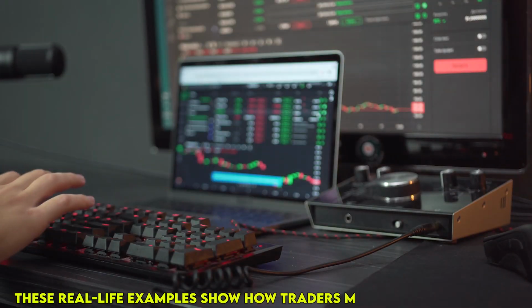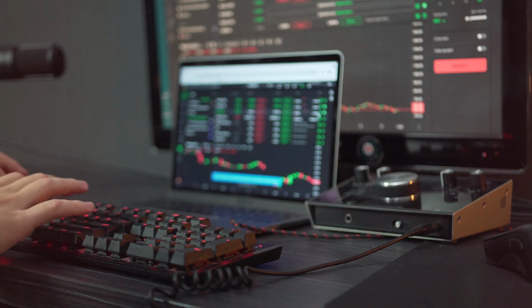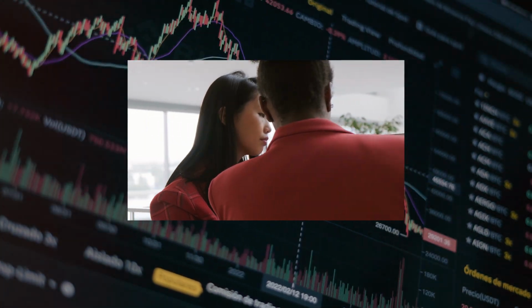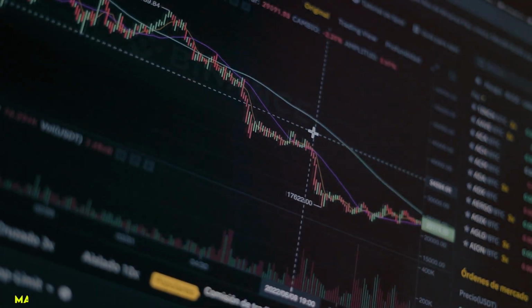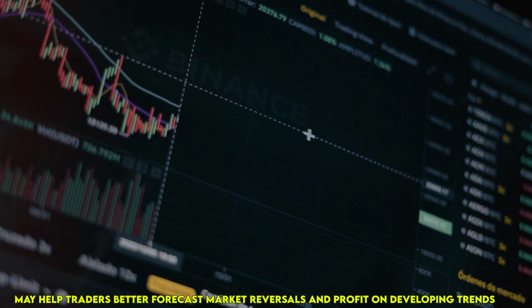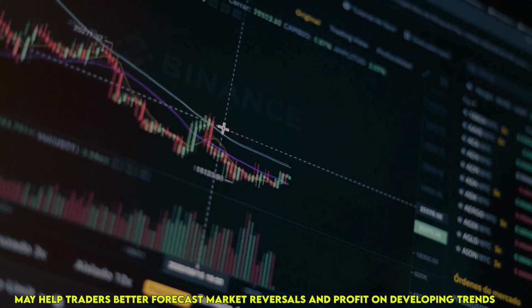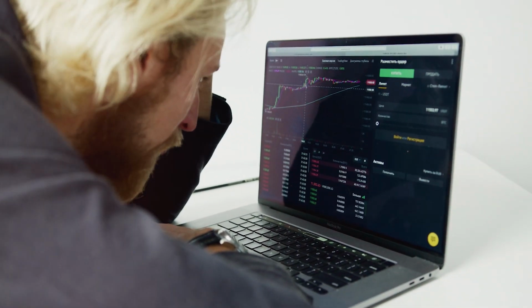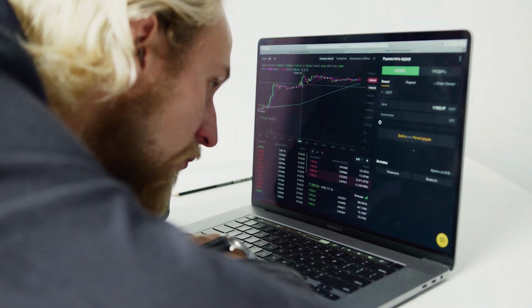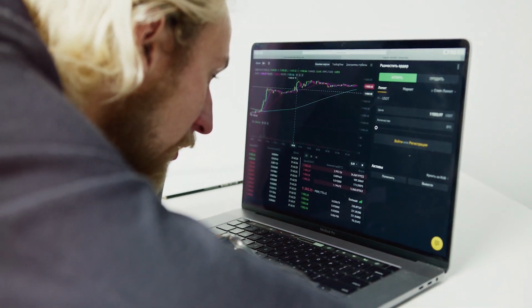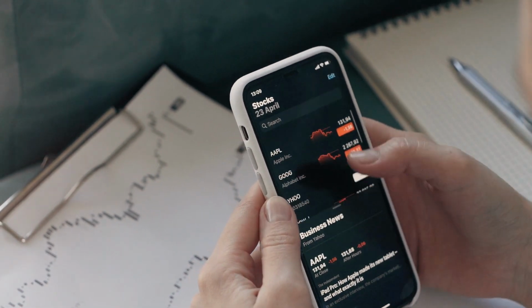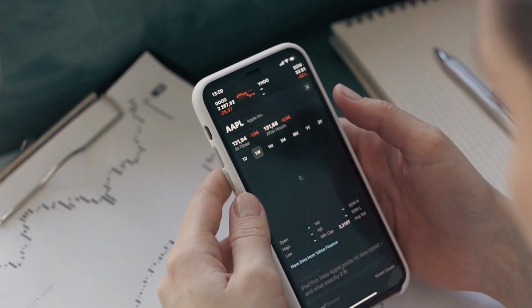These real-life examples show how traders may detect and analyze candlestick patterns in real-world market conditions to make more educated trading decisions. Understanding the essential elements of each pattern and tracking their occurrences on price charts may help traders better forecast market reversals and profit on developing trends. Absolutely. Identifying and interpreting candlestick patterns is an essential ability for any trader attempting to navigate the complexity of the financial markets. If you want to improve your trading skills and obtain a competitive advantage, I recommend you practice detecting these candlestick patterns on trading charts.